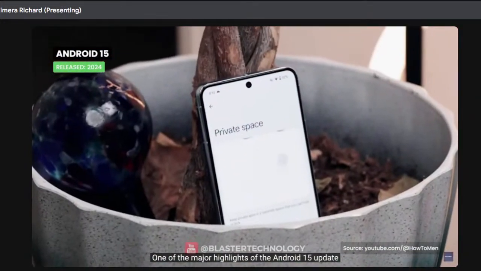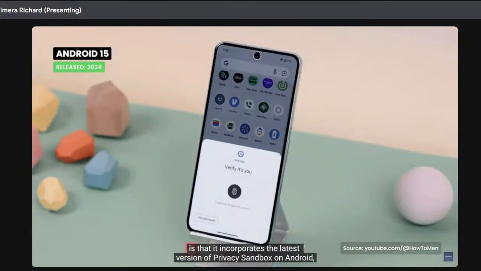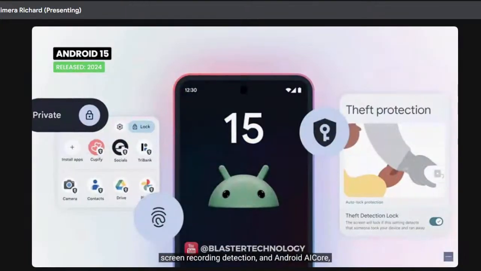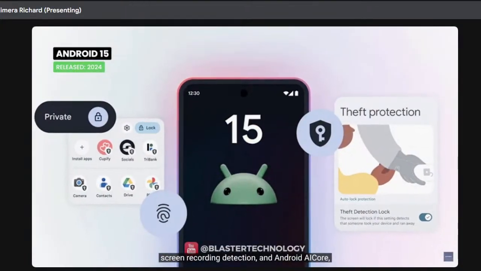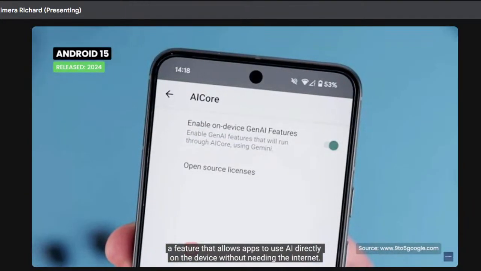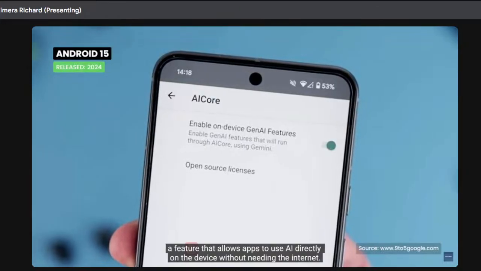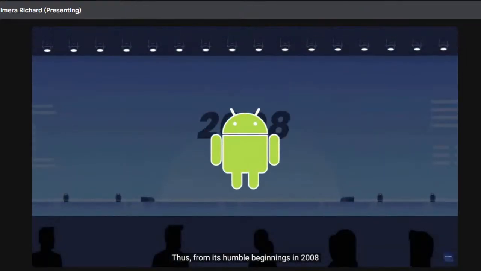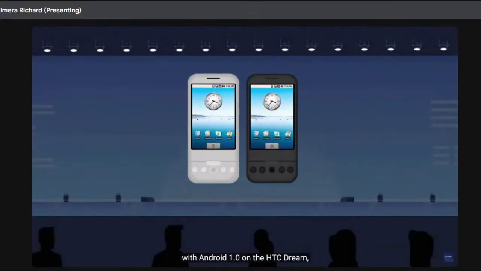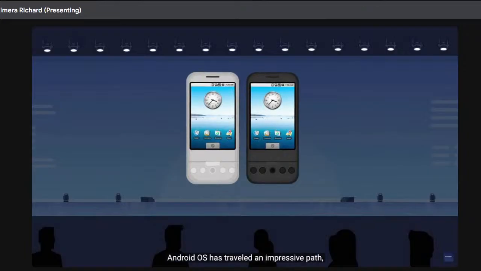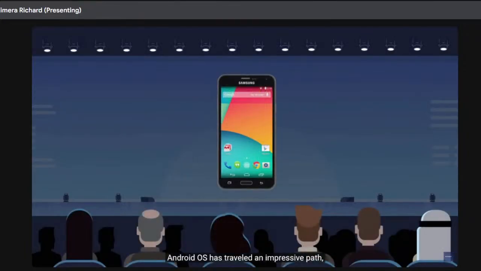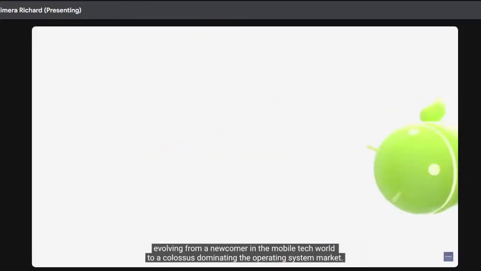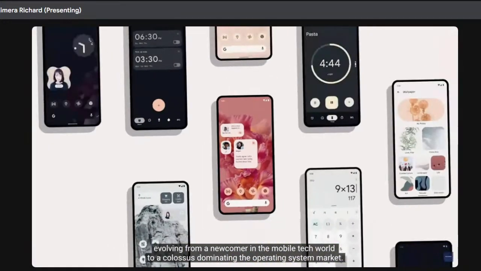One of the major highlights of the Android 15 update is that it incorporates the latest version of Privacy Sandbox on Android, screen recording detection, and Android AI Core, a feature that allows apps to use AI directly on the device without needing the internet. Thus, from its humble beginnings in 2008 with Android 1.0 on the HTC Dream, Android OS has traveled an impressive path, evolving from a newcomer in the mobile tech world to a colossus dominating the operating system market.